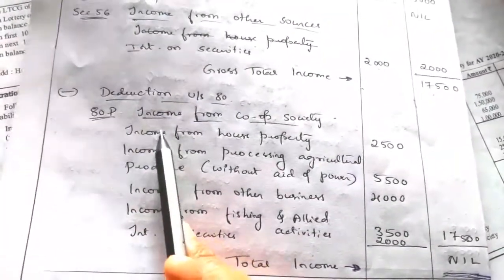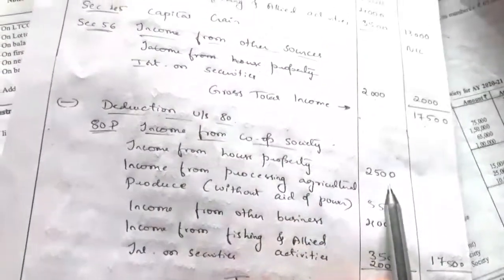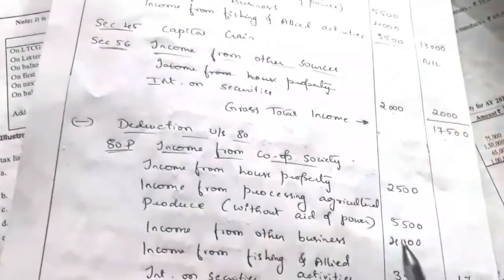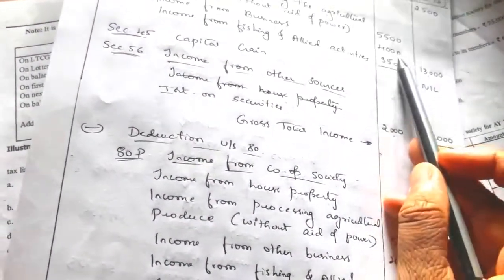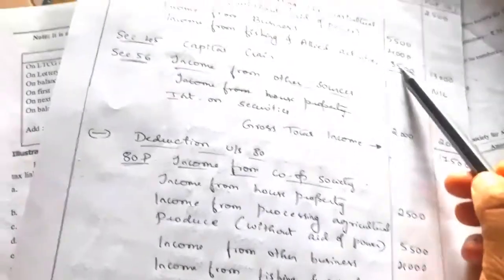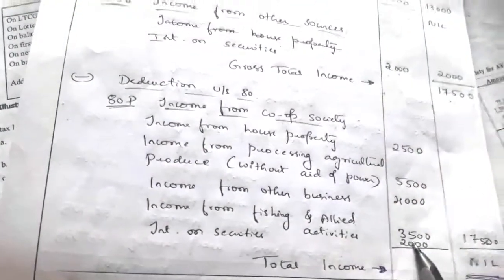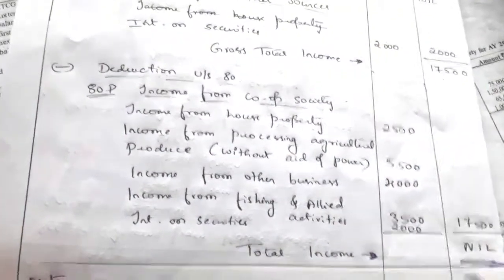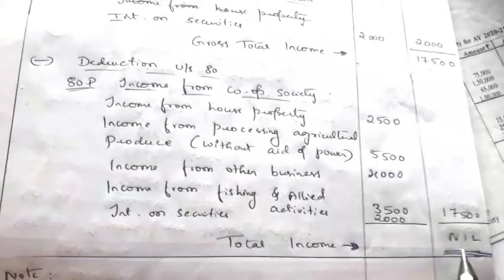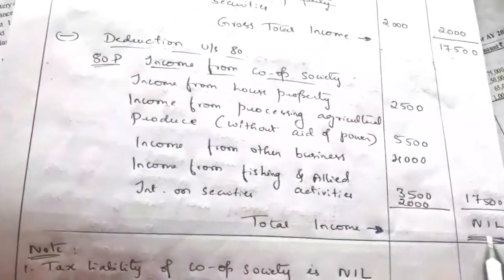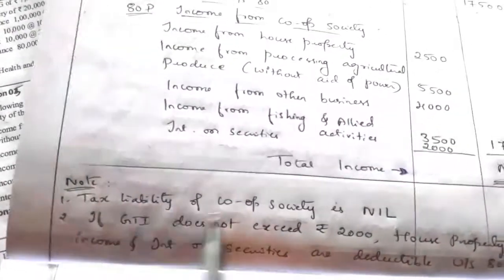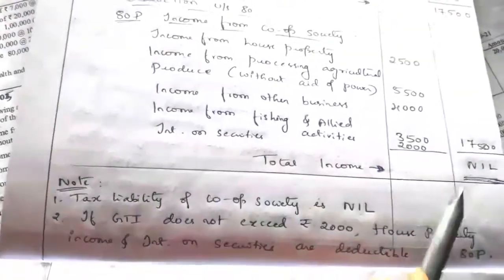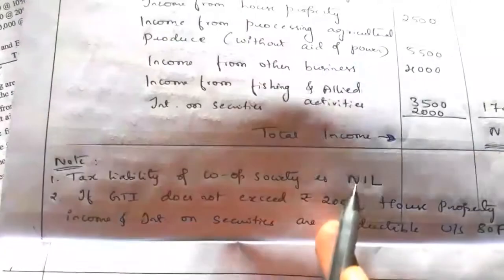Now write one by one. Income from cooperative society: house property income 2,500, income from processing agricultural produce 5,500, income from other business 4,000, income from fishing and allied activities 3,500, and interest on securities 2,000. So a total of 17,500 is deductible here. So the total income comes to nil. There is no taxable total income. When there is no total income, the tax liability of the cooperative society is also nil. There is no income to calculate the tax on, so the tax liability is also nil.